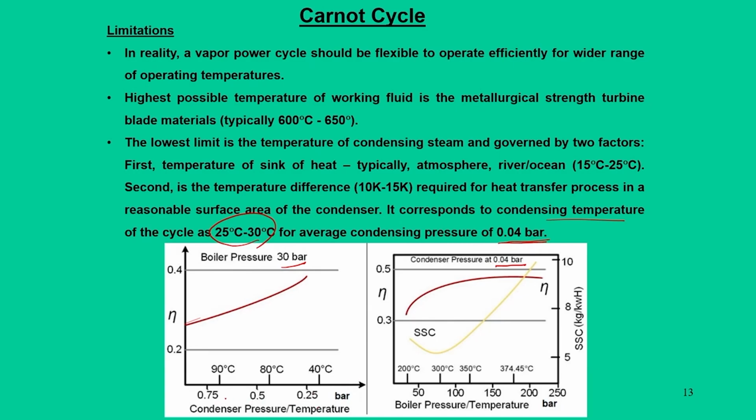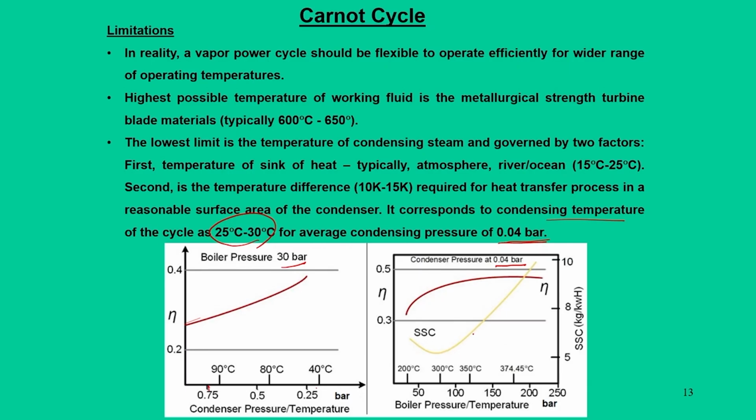If this side is a decrease, that means 0.75, 0.5 and 0.25. So, the efficiency increases with decrease in the condenser temperature, but again the efficiency increases with increase in the boiler pressure. So, these two things are contradicting each other.